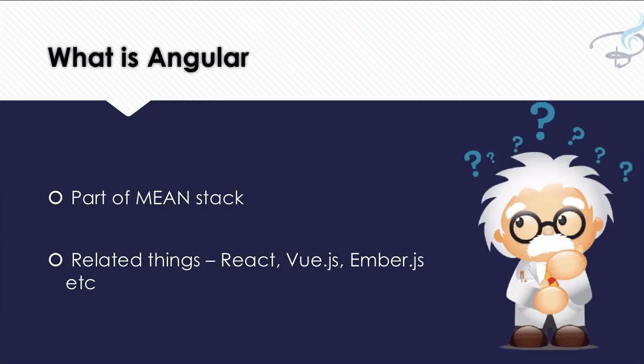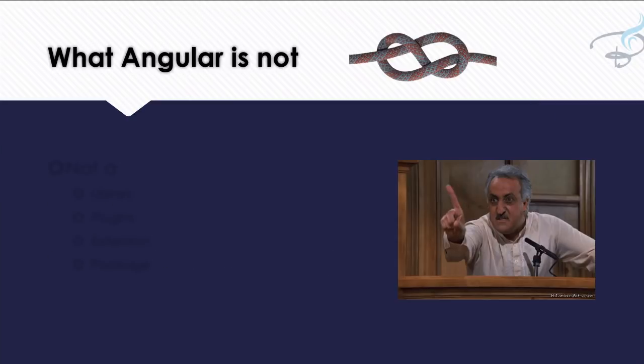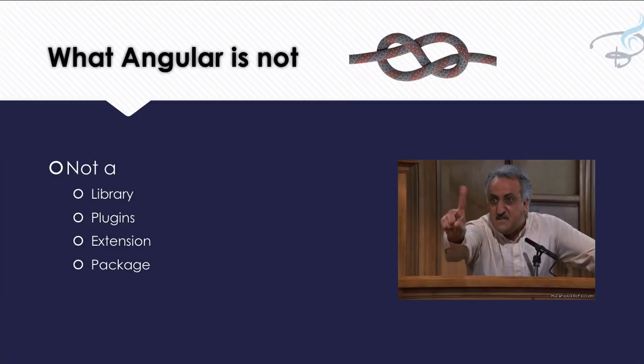Why? Because you don't have to rely on any other packages or anything. Just like for routing in React, you have to get another package, but Angular gives everything out of the box. Okay, so let's see what Angular is not. Angular is not a library, as I had told you. It's not even a plugin. You cannot get Angular in some other JS framework. Obviously, it's not an extension like a Chrome extension, and again, it's not a package you can use in your existing project.